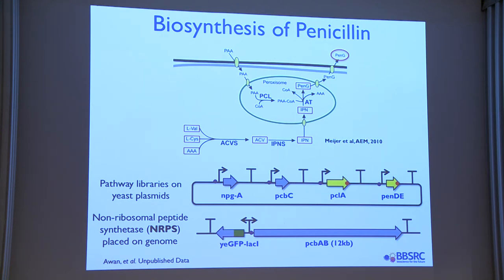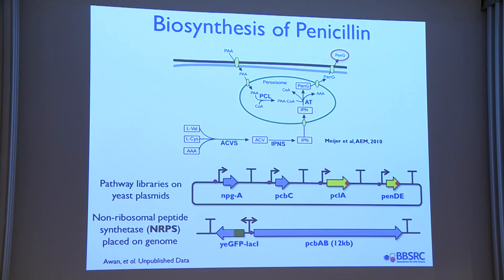And so this is how penicillin is made. Firstly, a gene condenses two amino acids and an unnatural amino acid into a molecule called ACV, which is very quickly then modified to become isopenicillin. In the peroxisome of the filamentous fungi Penicillium chrysogenum, this is then modified to make PenG, which is then secreted out of the cells and goes out into the external media. So we decided to put these pathway libraries all on a plasmid to add to yeast.